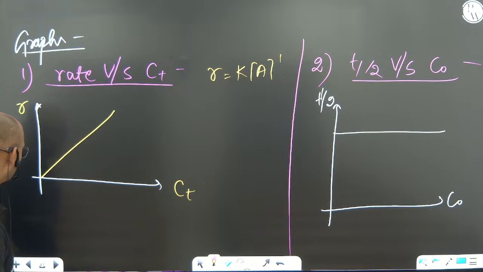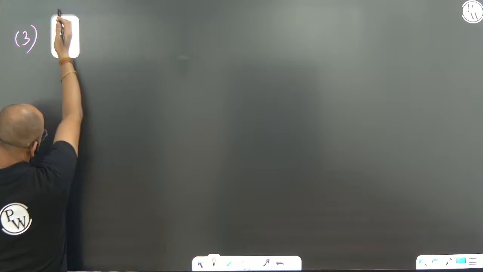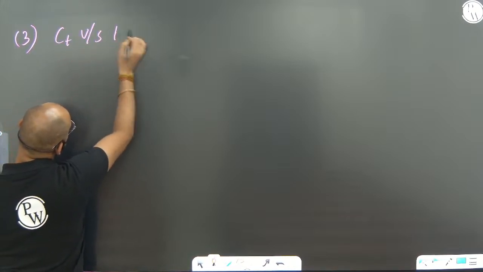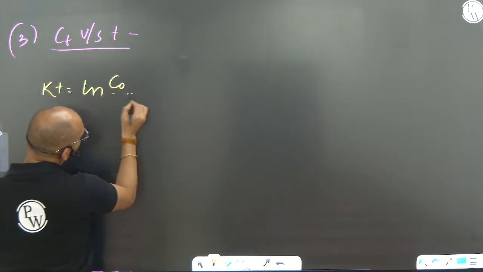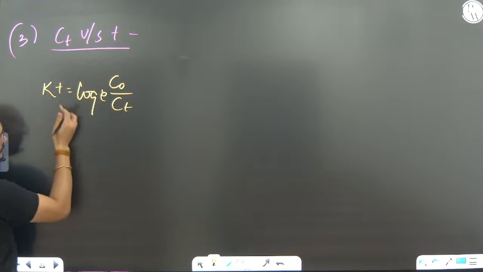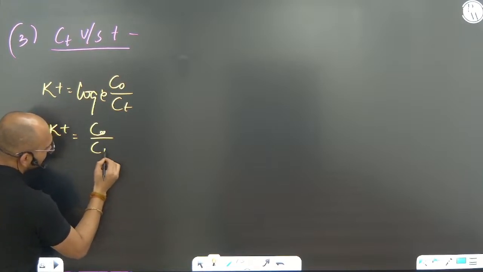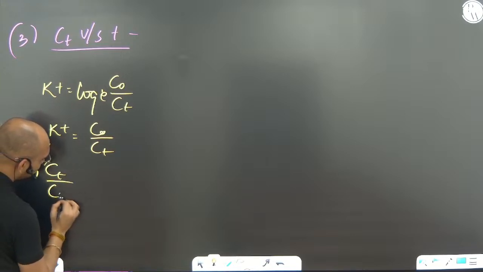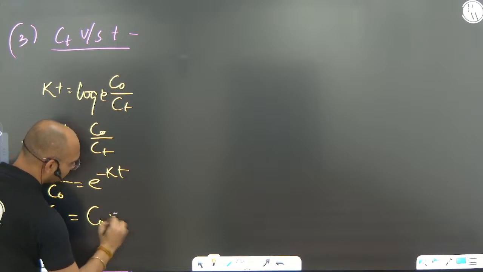Okay. And third one, you can say concentration, that is CT versus time. How do you say that? Because we have seen that KT equals ln C naught by CT. ln is nothing but log base E, and I have told you how to convert logarithm to anti-logarithm. E to the power KT equals C naught by CT. So CT by C naught equals E to the power minus KT. So CT equals C naught into E to the power minus KT.